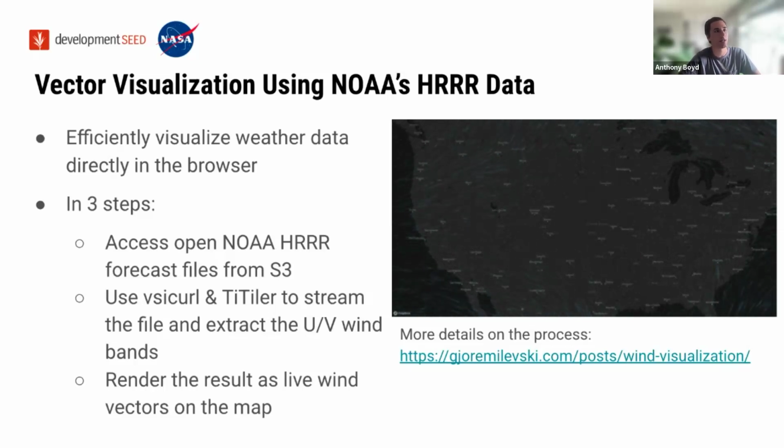And so for many of these data, they're already hosted in the cloud. There's already really mature APIs behind them. But then you can use GDAL's VSICURL and TiTiler, which is one of those open source libraries that I mentioned earlier, to extract the wind bands and then just render the result on the map. And in this case, we used deck.gl to build our tool, which made it really easy to render these vector visualizations.